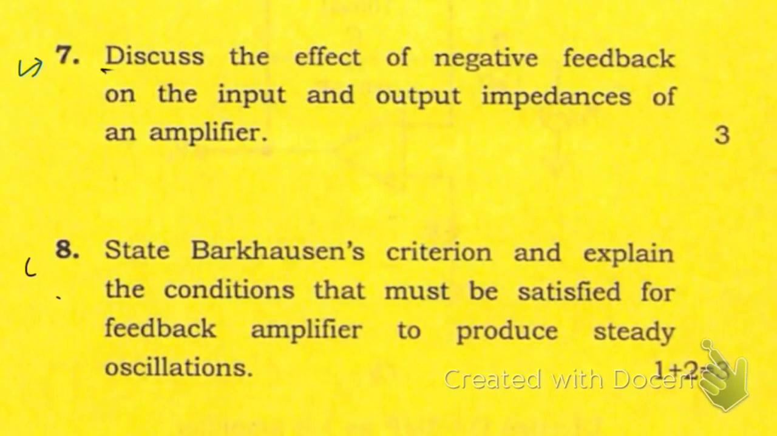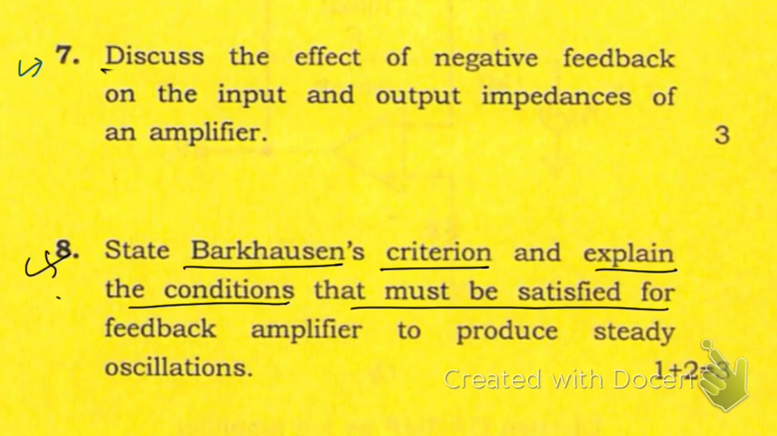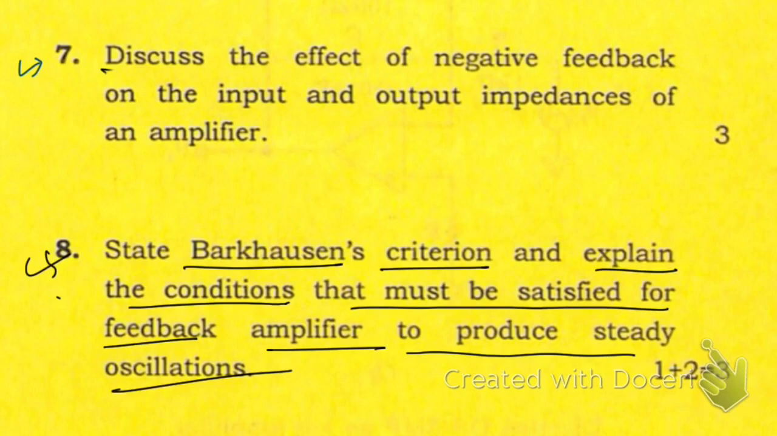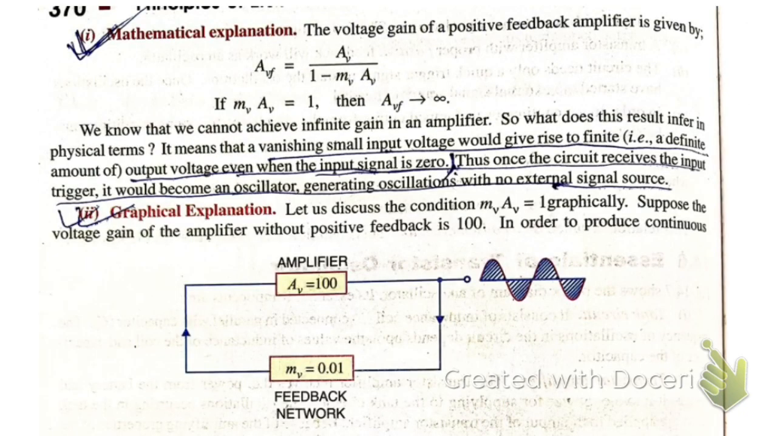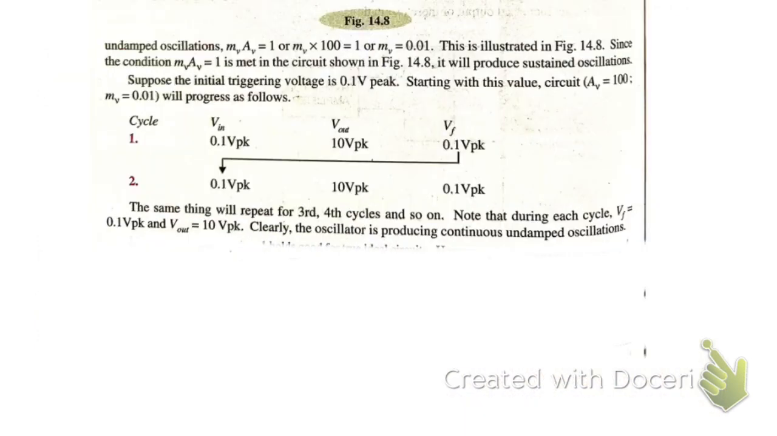So this is the question number 8. State Barkhausen's criterion and explain the conditions that must be satisfied for a feedback amplifier to produce steady oscillations. So let me give you the answer. So here is question number 8 answer. Okay, take the screenshot. Now let me go to the next slide. So here is the next slide, and this is the last slide. So take the screenshot of each slide.